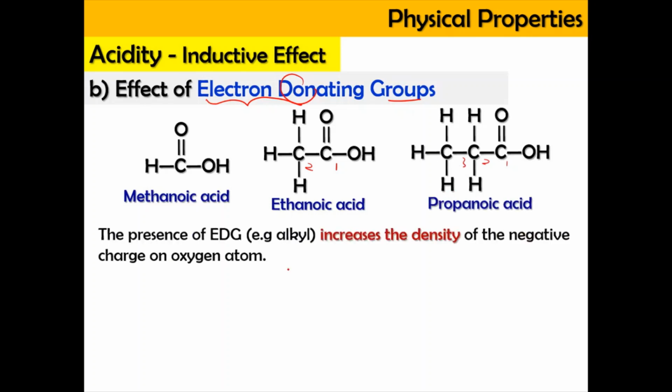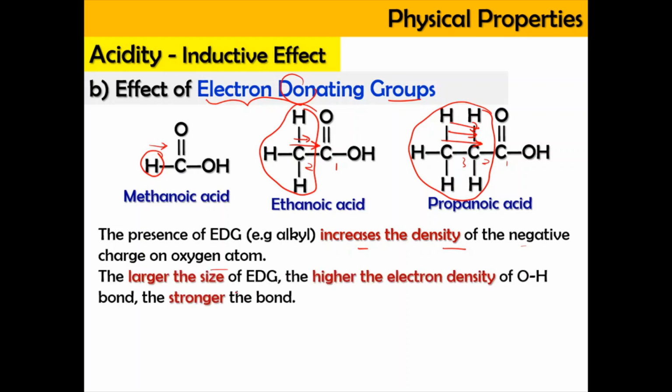Okay, so the presence of an electron donating group, for example an alkyl group, will increase the density of the negative charge on the oxygen atom. Here is one alkyl group substituent, and here is another. So here it is going to donate electron density, here it is going to donate electron density, and here too. This one is larger, so it wants to give more. This one 2, and maybe this one 1.